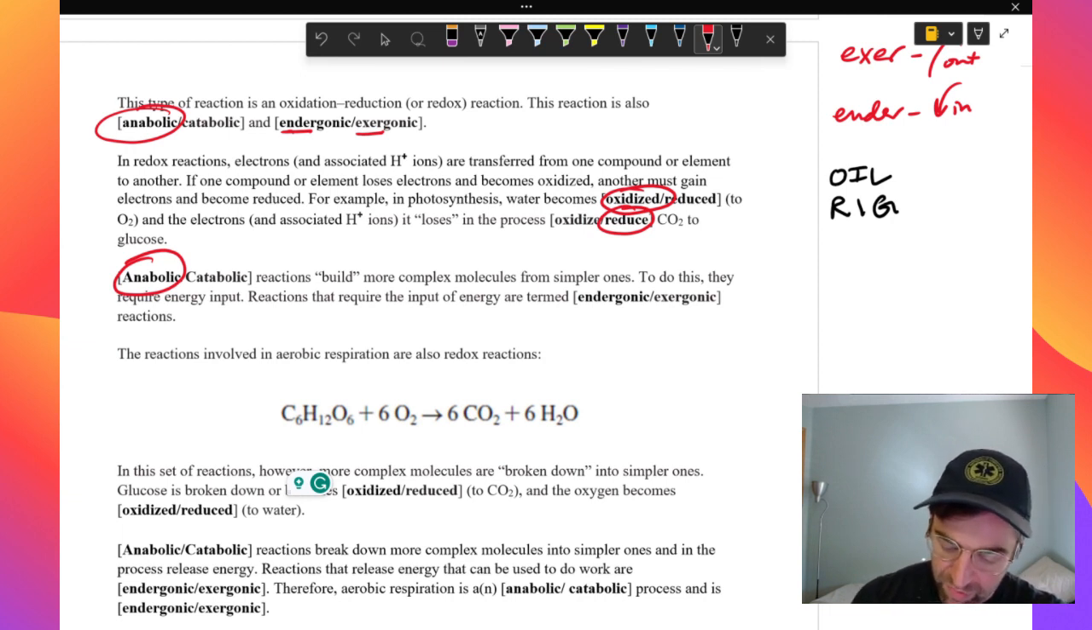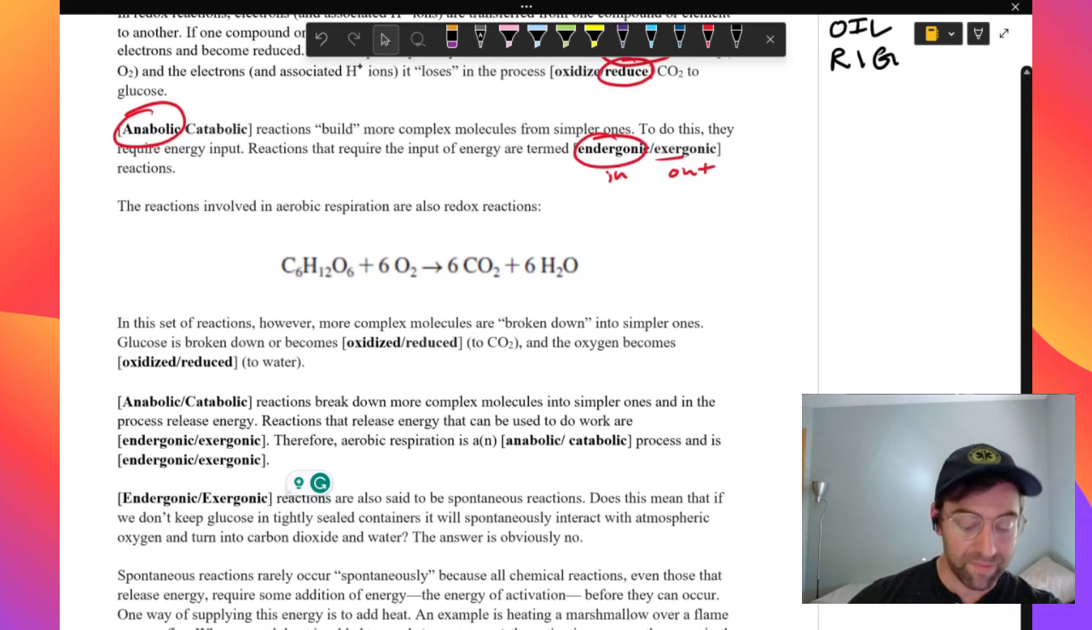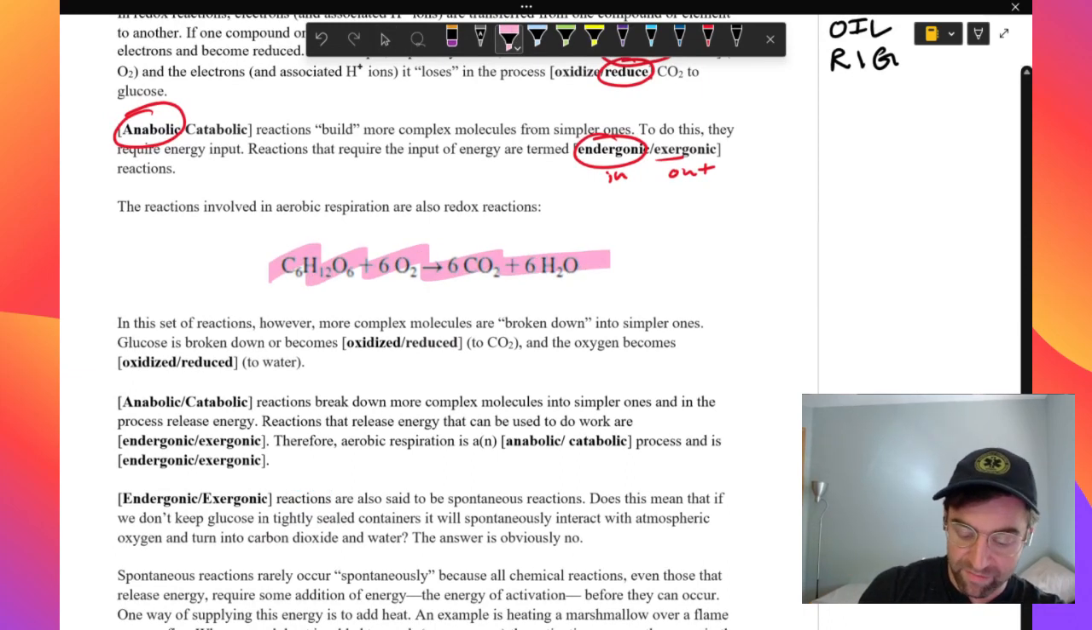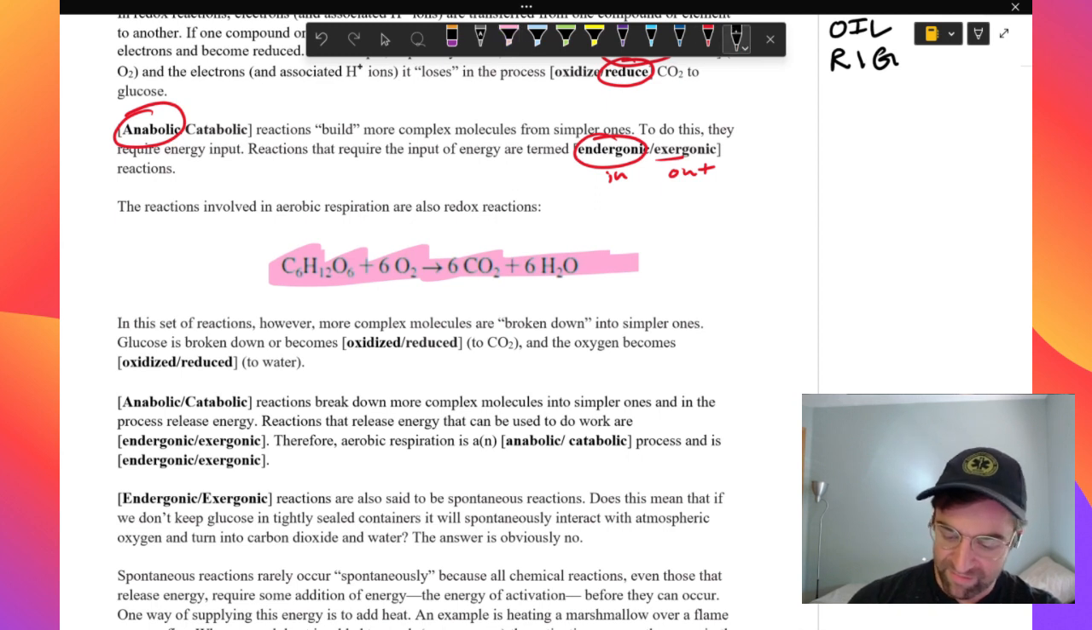Reactions that require the input of energy are termed endergonic. Endo meaning in, exo meaning out. The reactions involved in aerobic respiration are also redox reactions. And this is another one that is going to show up over and over again in your education. I'm taking anatomy and physiology right now, and we just did this unit again. So you will see it in biochemistry. You will see this a lot.